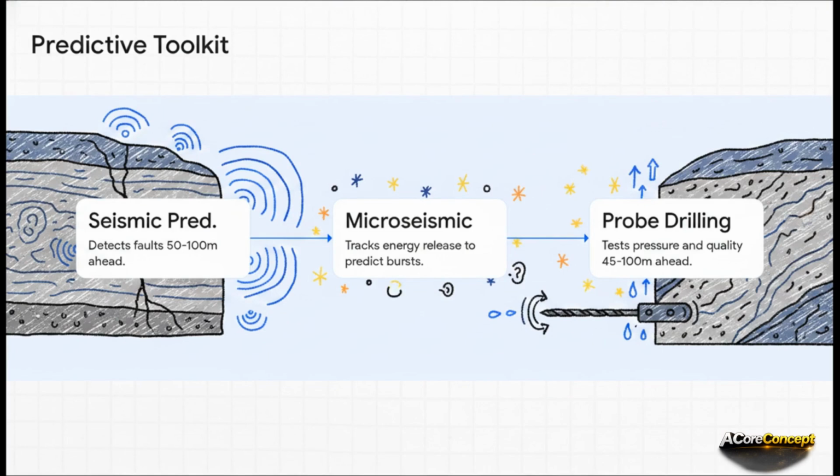Step 1 is tunnel seismic prediction. This bounces seismic waves to map major faults up to 100 meters ahead of the tunnel face. Step 2 is microseismic monitoring, basically listening to the microscopic fractures in the rock to track energy release and predict impending rock bursts. And finally, Step 3 is advanced probe drilling.